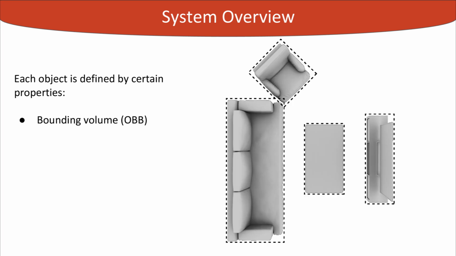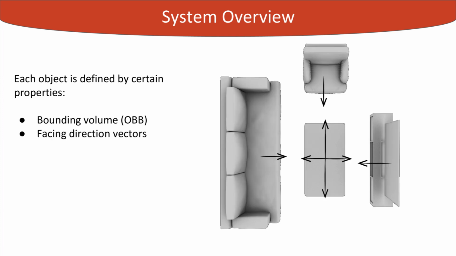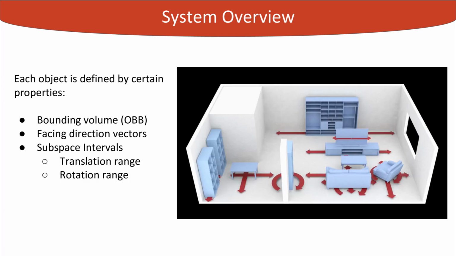We need to respect an object's geometric properties in order to correctly position it with respect to the scene and other objects. Therefore, each object is defined by its bounding volume, calculated as its oriented bounding box, its facing direction vectors, which represent either access directions to the furniture piece or a practical site for alignment, and one or more subspace intervals, which represent disjoint subspaces of valid transformations. All these properties need to be defined once for each object.